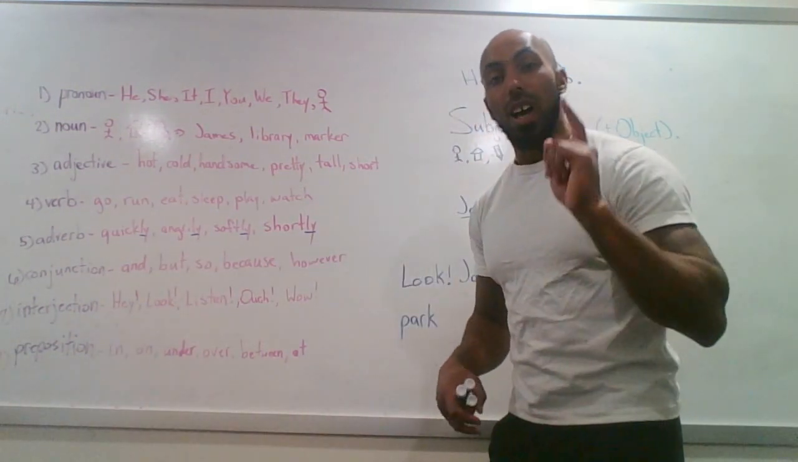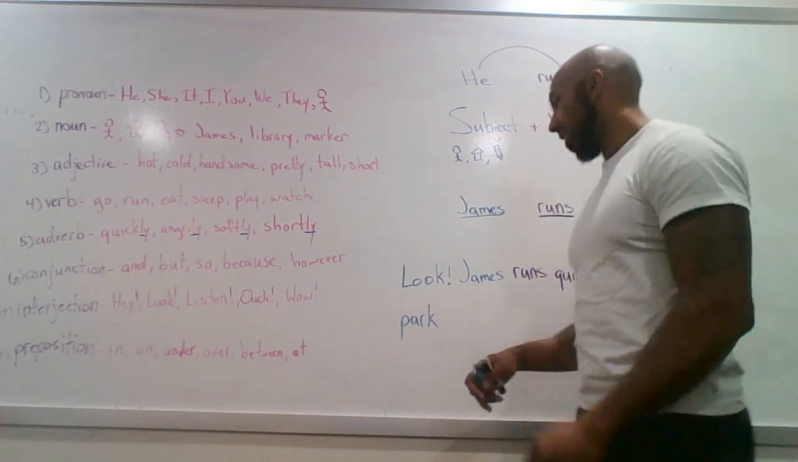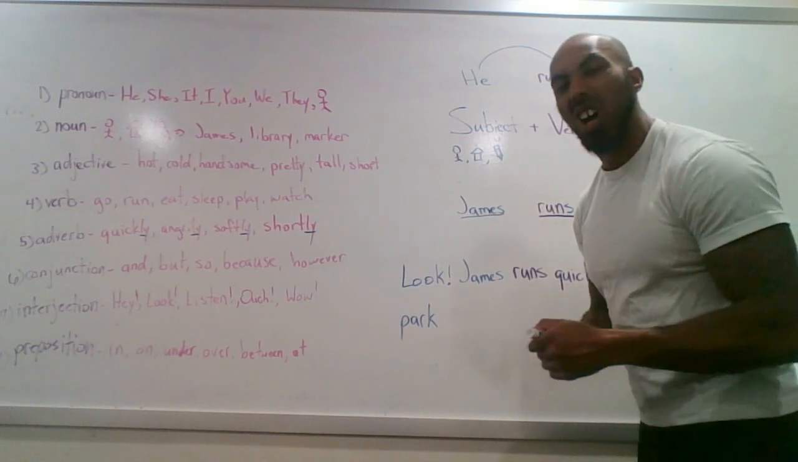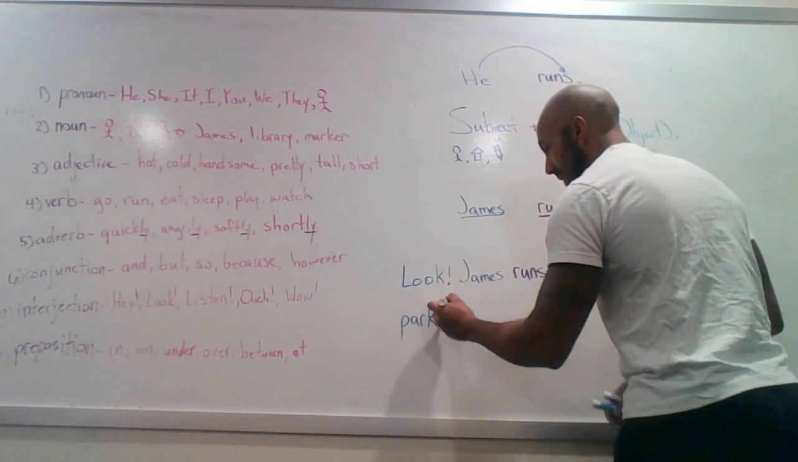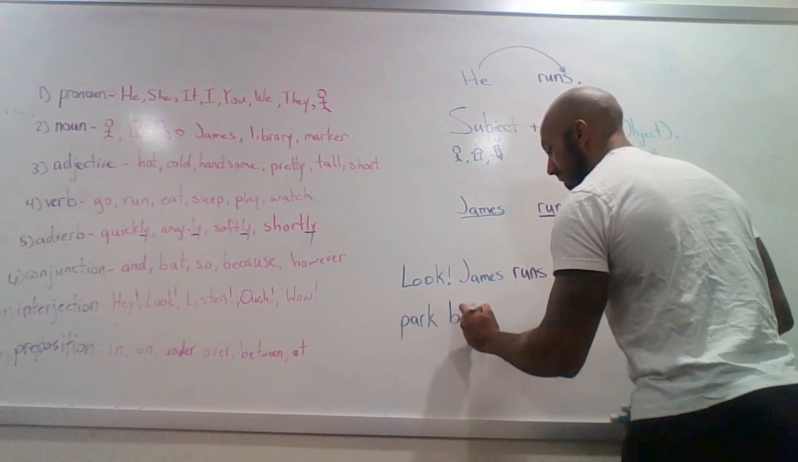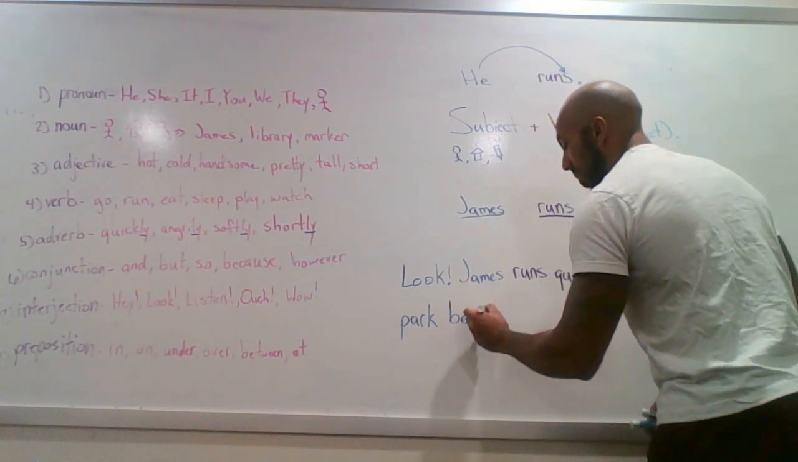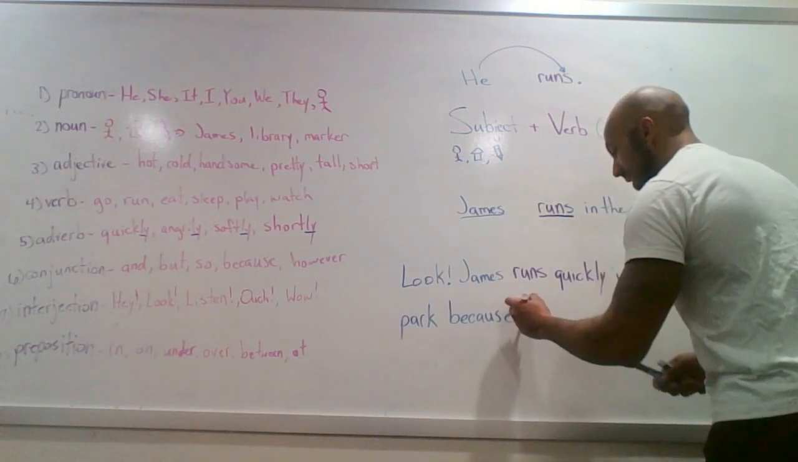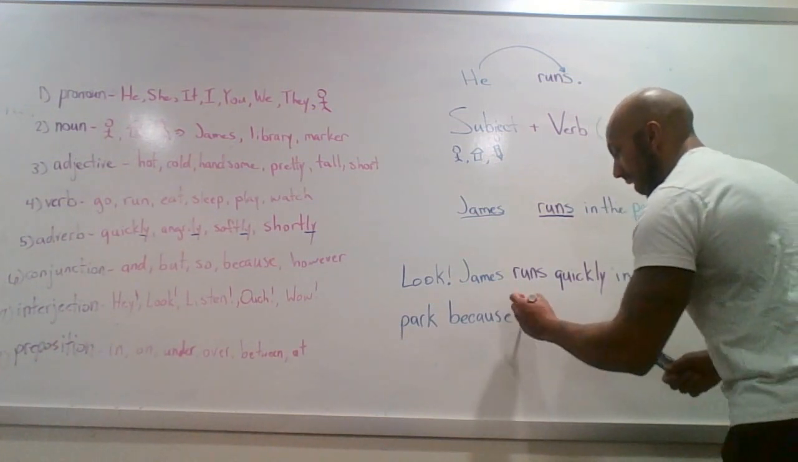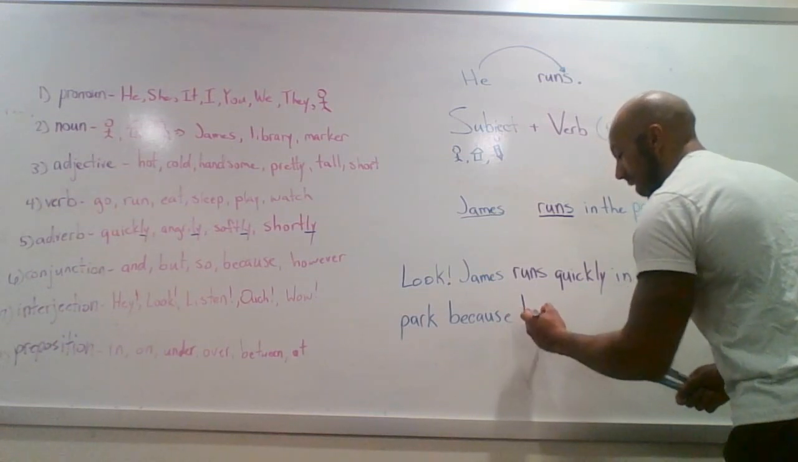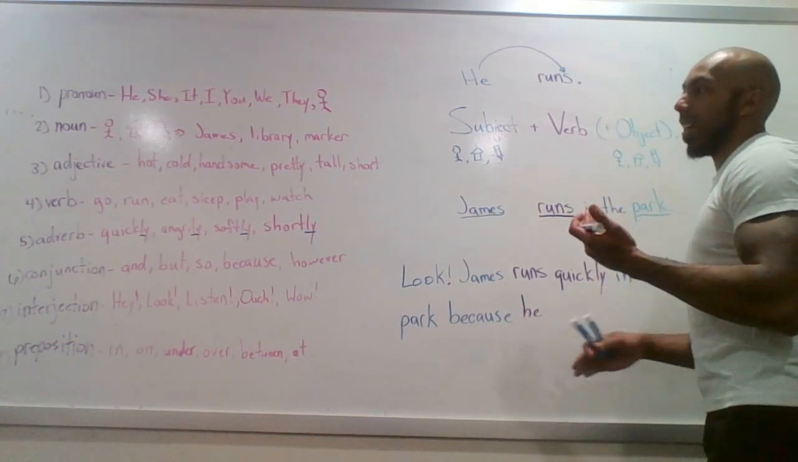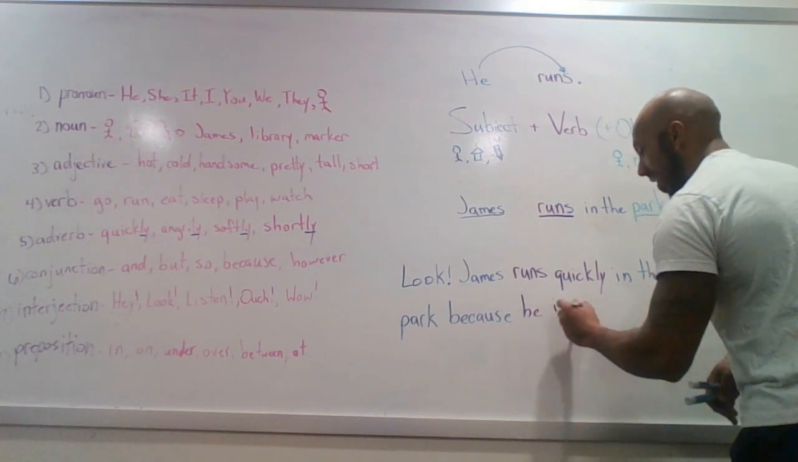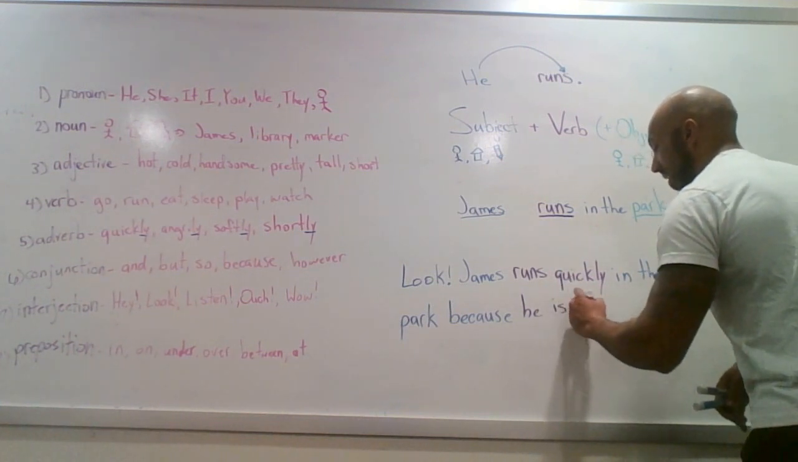Now, I need a conjunction in this sentence. Look, James runs quickly in the big park. Let's use because. Oh, sorry. Because he, let's say, let me use purple. I don't know, what can I say? Because I'll just say he is fat.